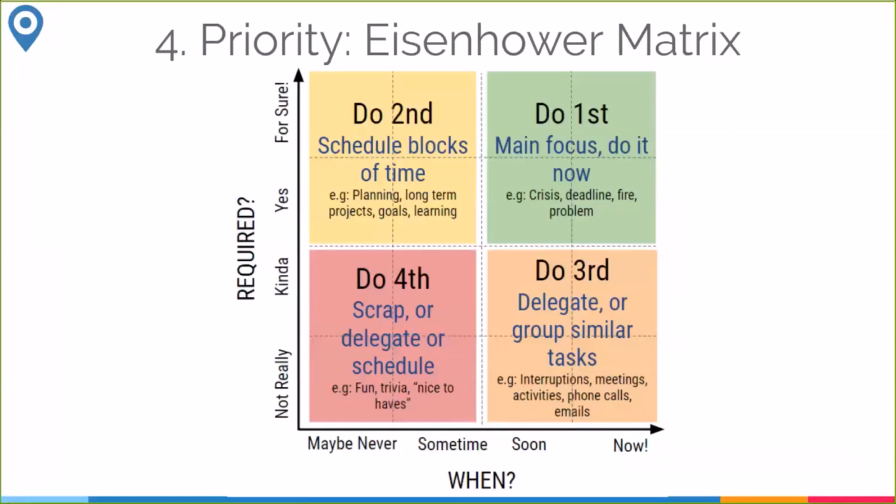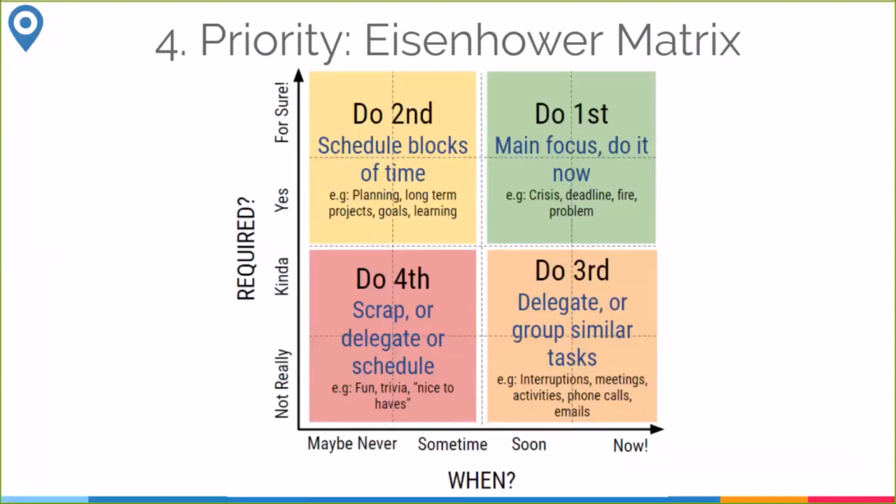Then the tasks which are needed quickly but aren't really that important, if you are able to, you can delegate those tasks. If you don't have the ability to delegate them, you can maybe group them together and do a bunch of them together, like make a bunch of phone calls one after another. And maybe you could schedule these kind of tasks as well.